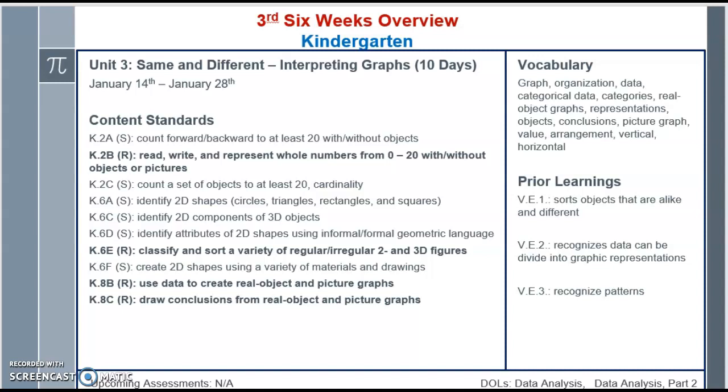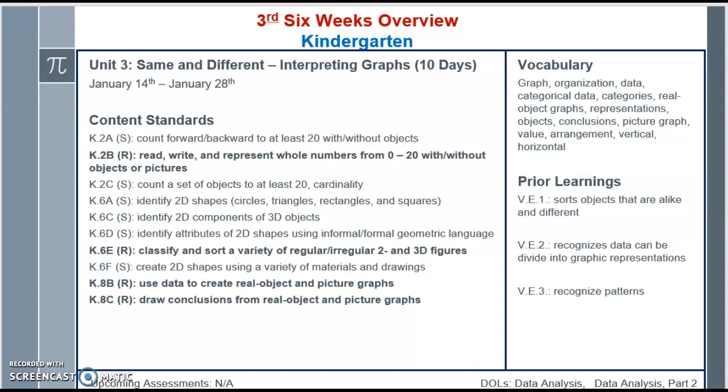Vocabulary, we have graph, organization, data, categorical data, categories, real object. Our students are going to be working with, I think, just two categories in graphs and making graphs from two different categorical data sets. Whereas in first grade, I think they do two and they do three sets. So making sure we're explicit about that, just using two sets of data.